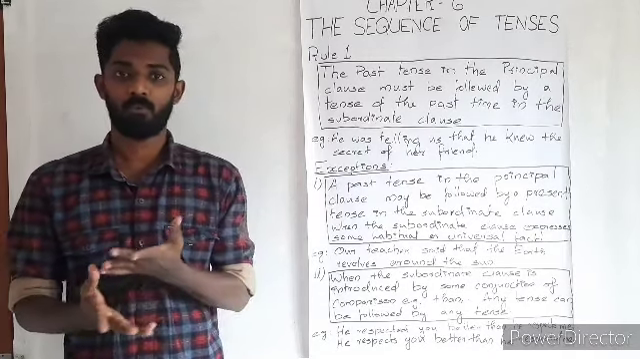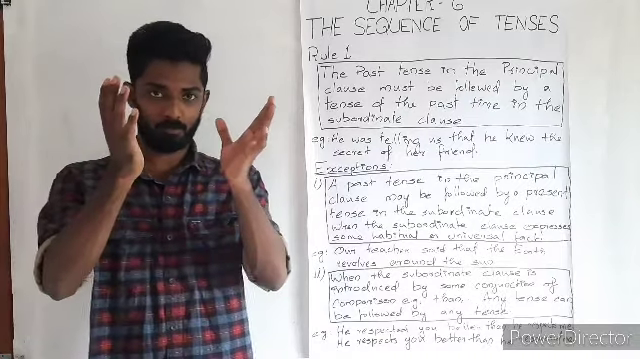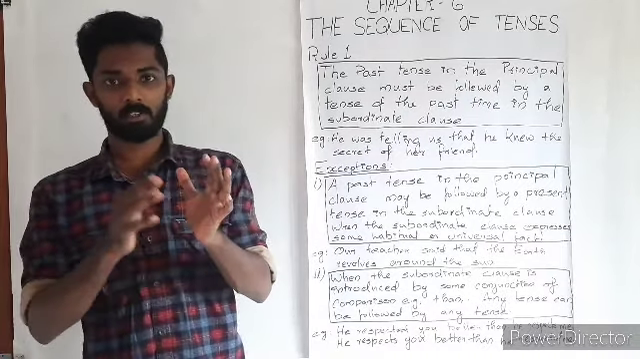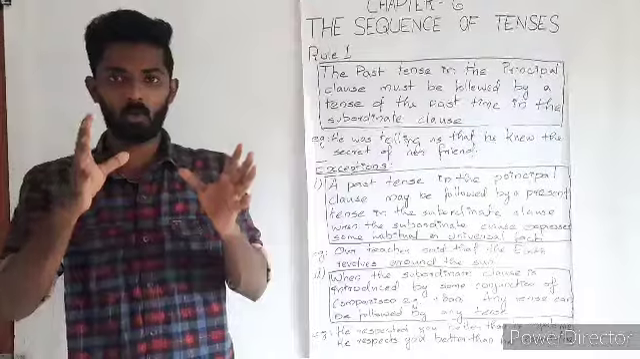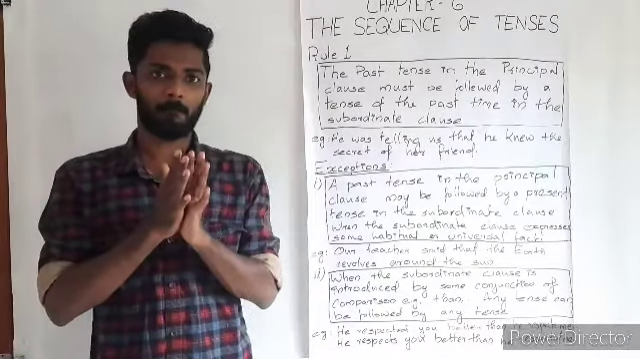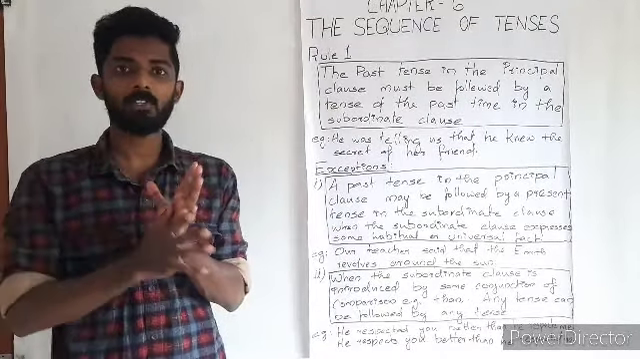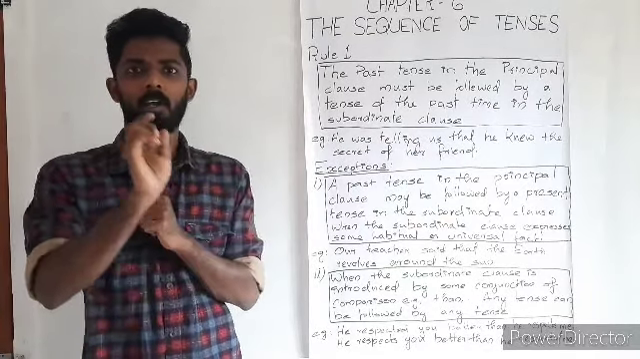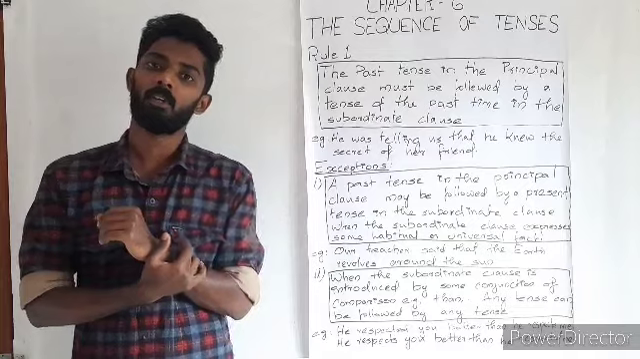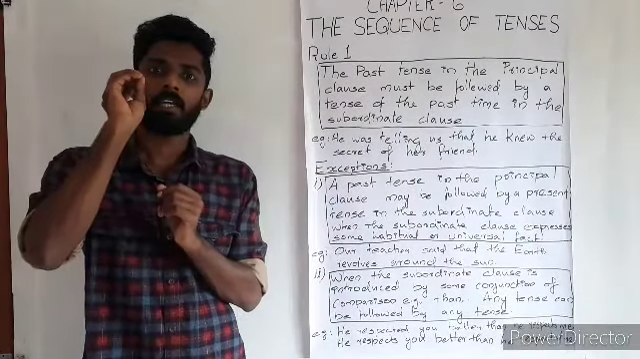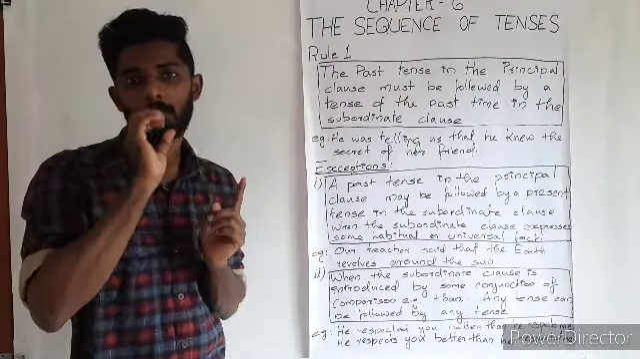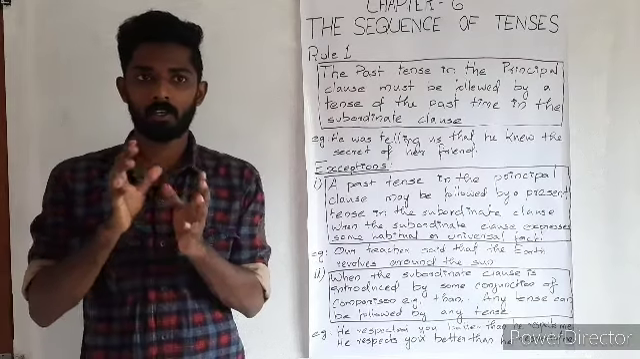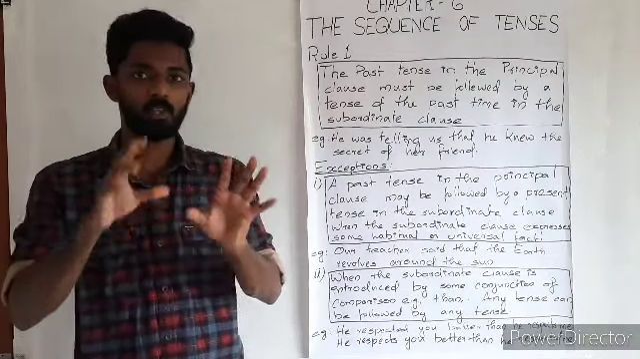Pride has a fall. Here the first subordinate principal clause, that is, he learned from his experience, is a principal clause and it is in past tense. The second subordinate clause, the pride has a fall, is in a present tense. So you might understand the difference between these two.